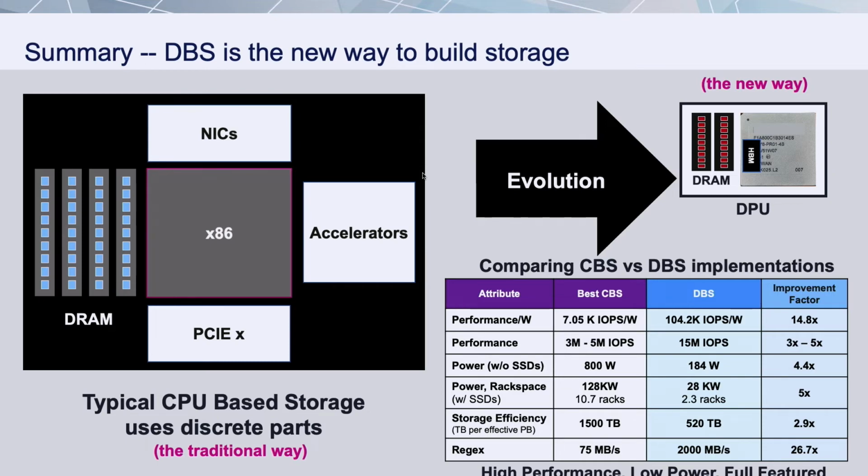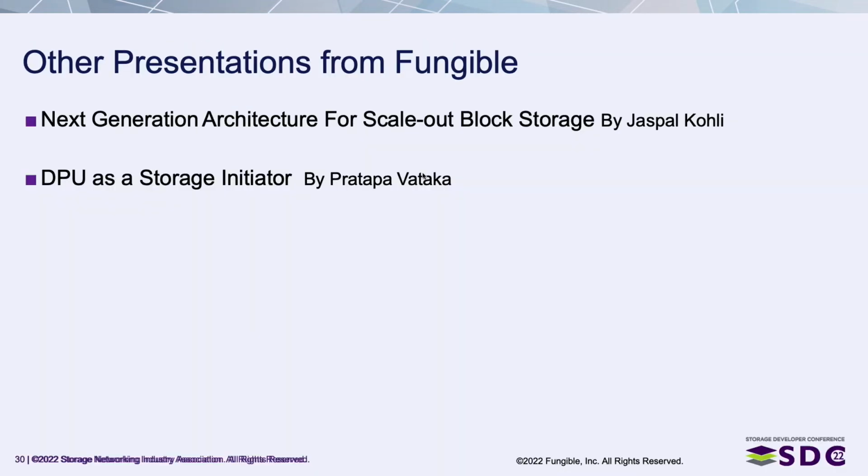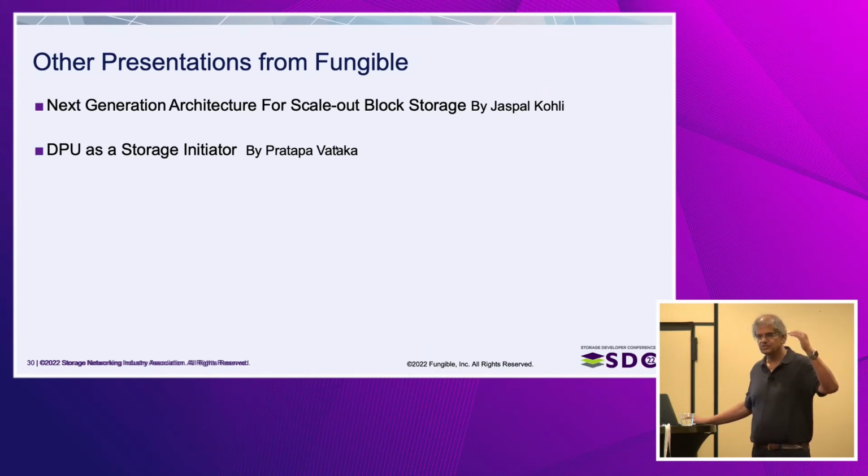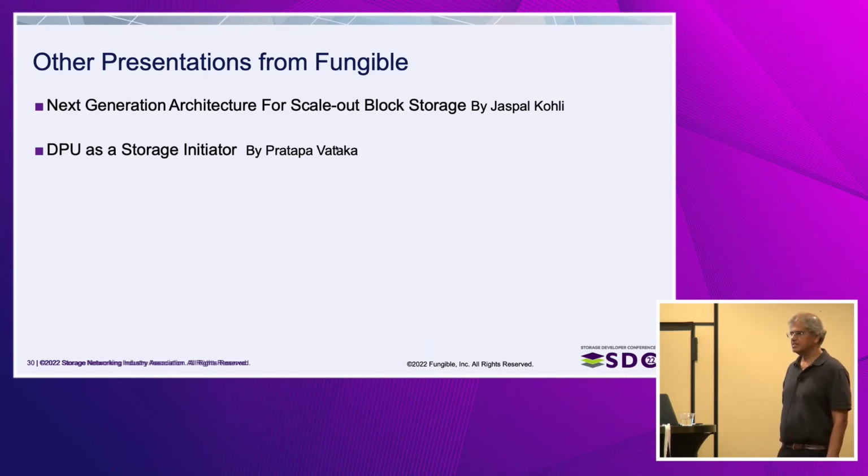So I think that's my last chart, other than pointing out that if you missed Jaspal's talk, make sure you go look it up. He gave a nice talk on Monday, more about the architecture. How did we achieve these numbers? What did we have to do? How did we separate the control plane and the data plane? And then I know many of you, at least half of you, were here for Prathapa's talk on the storage initiator. So with that, I will stop and take any questions.